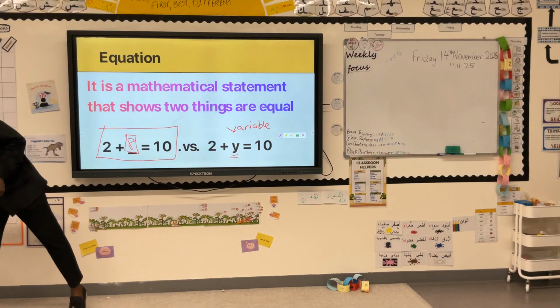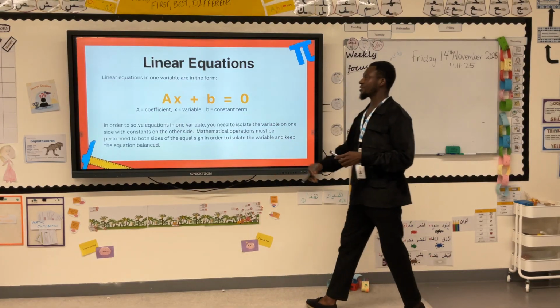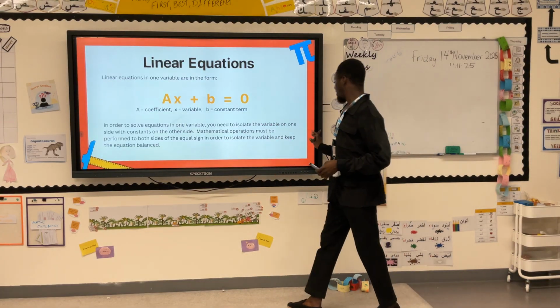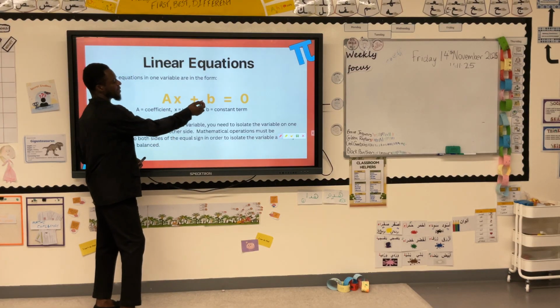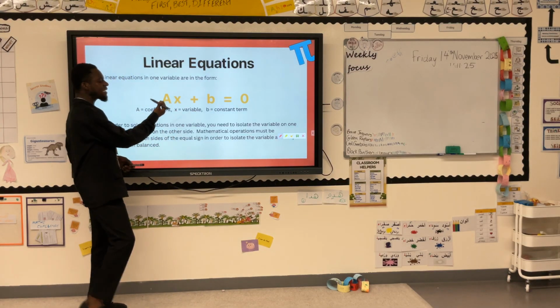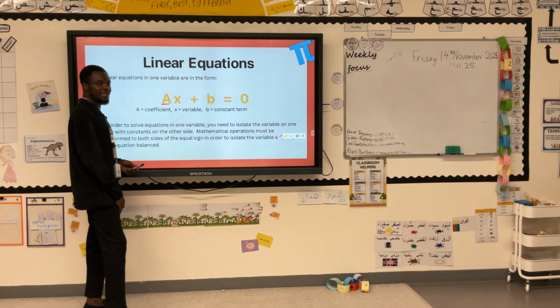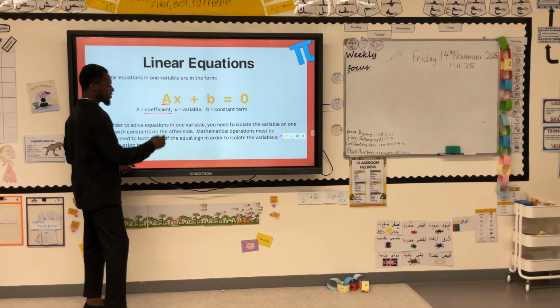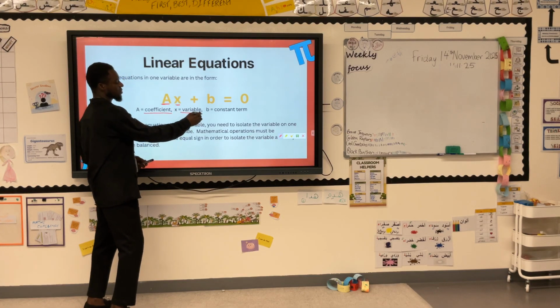Okay? So this is how a linear equation comes in form. We have ax plus b equals 0. Now each term has its own name. This a attached to the letters is called the coefficient. Alright, then the letters are called variables, subject to change.